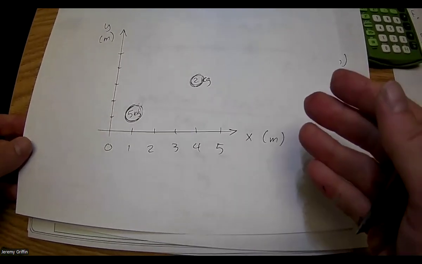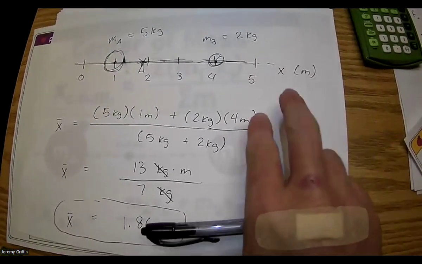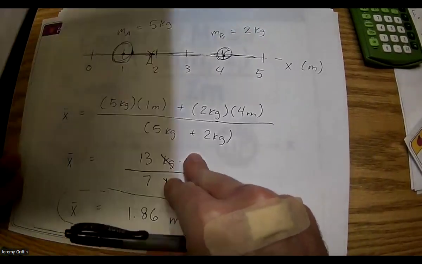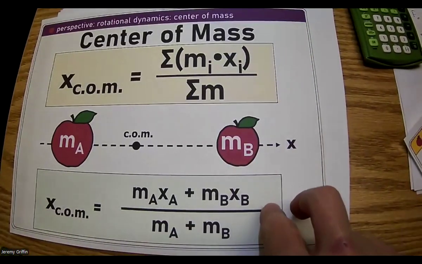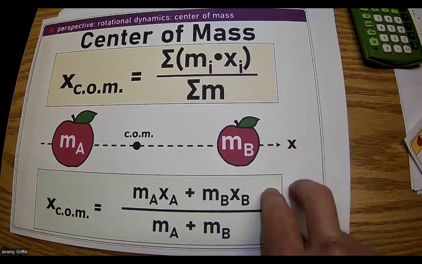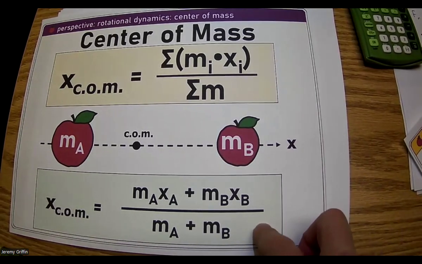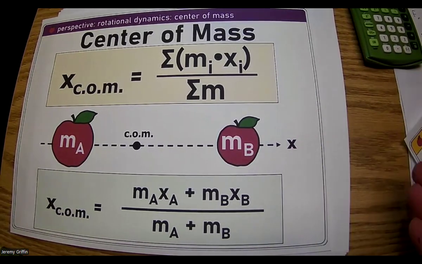There were three dots. Oh, there's 3 dots? Yeah, just throw in a third one. All you have to do is keep repeating this process. If there's a third dot, just throw in mass C times xc, all divided by, and then throw in mass C down here. So you just keep doing it.